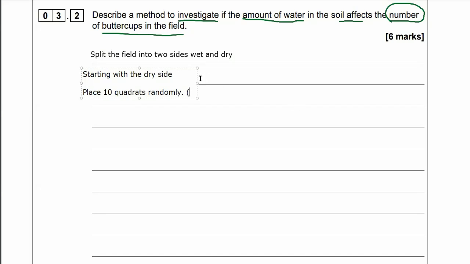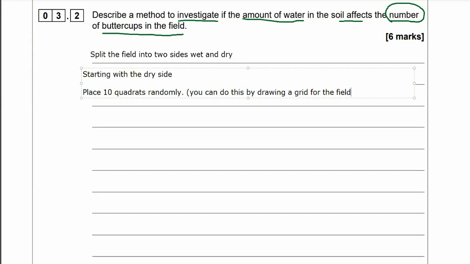Now, how you do this, you can say shut your eyes and throw the quadrats, spin around and let go. Or you can make the field into a grid, number it, and then use the random number generator on your calculator or a piece of paper and a number out of a hat to generate the coordinate for placing the quadrat.